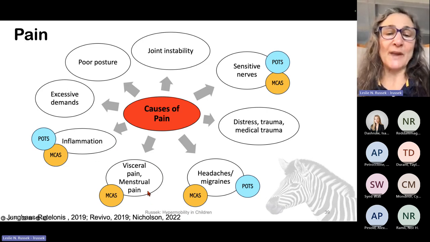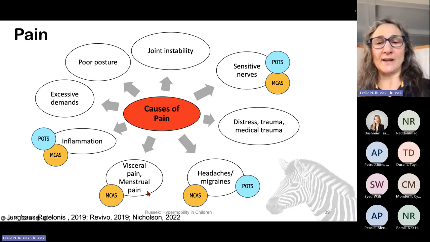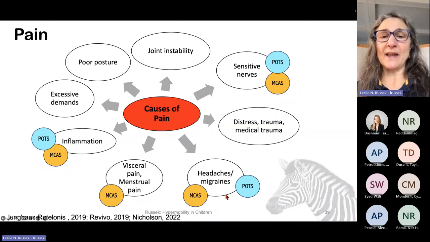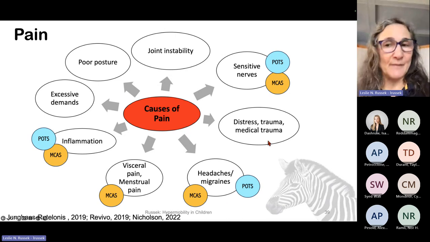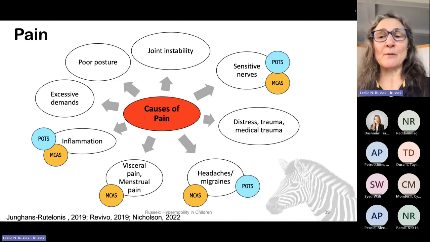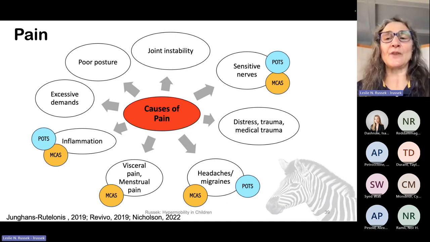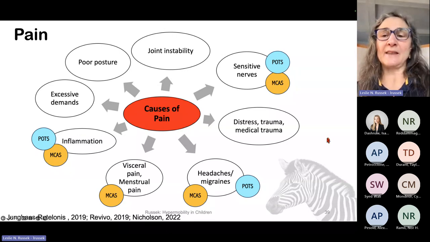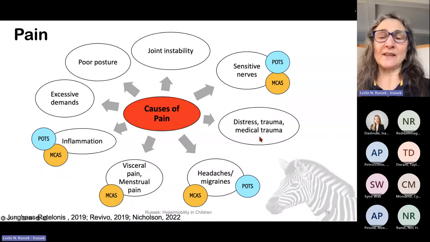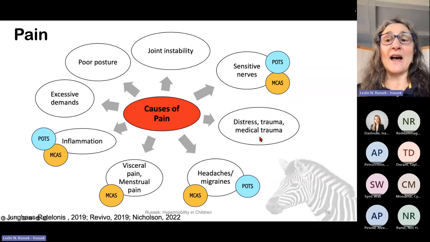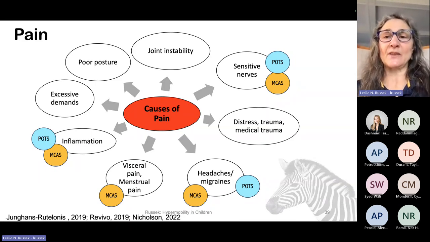Visceral pain and menstrual pain can contribute to widespread pain complaints. Headaches and migraines are common. Trauma and distress from handling the medical system. I've had kids who have been told that there's nothing wrong with them and they should just get a grip on things and move on. And that can be pretty traumatizing.